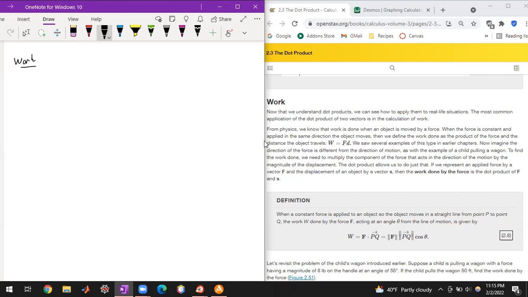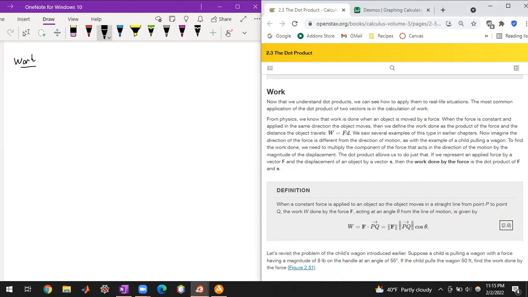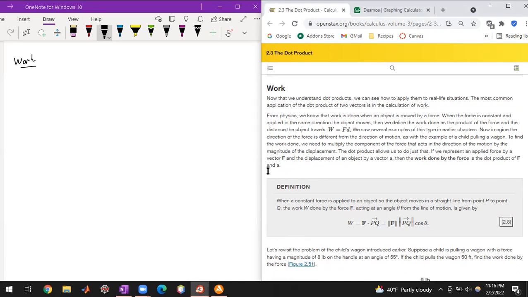the product of the force and the distance the object travels. Work is equal to Fd. We saw several examples of this type in earlier chapters. So now imagine the direction of force is different from the direction of motion, as with the example of a child pulling a wagon. To find the work done, we need to multiply the component of the force that acts in the direction of the motion by the magnitude of the displacement. So the dot product allows us to do just that.